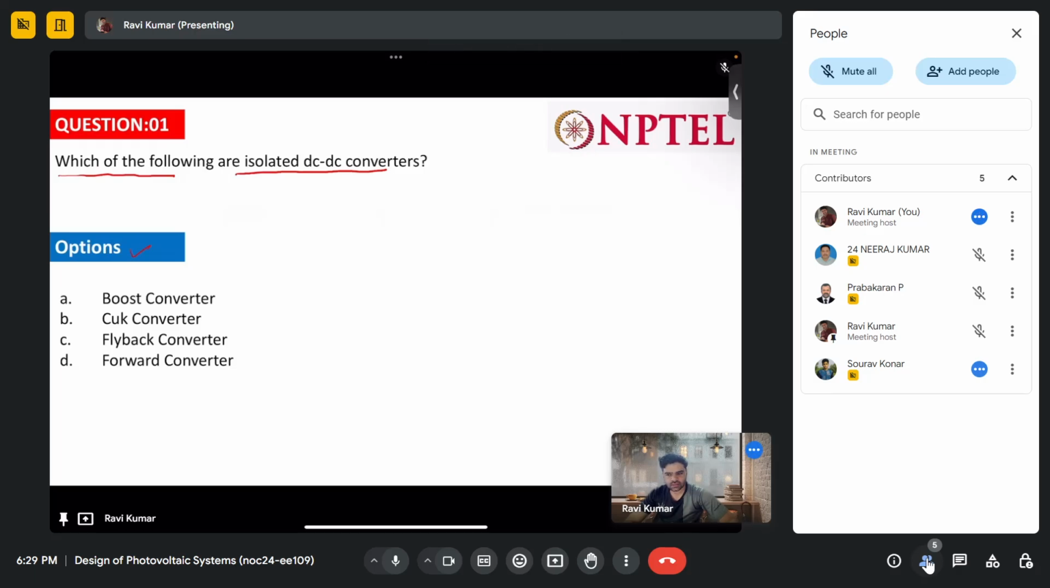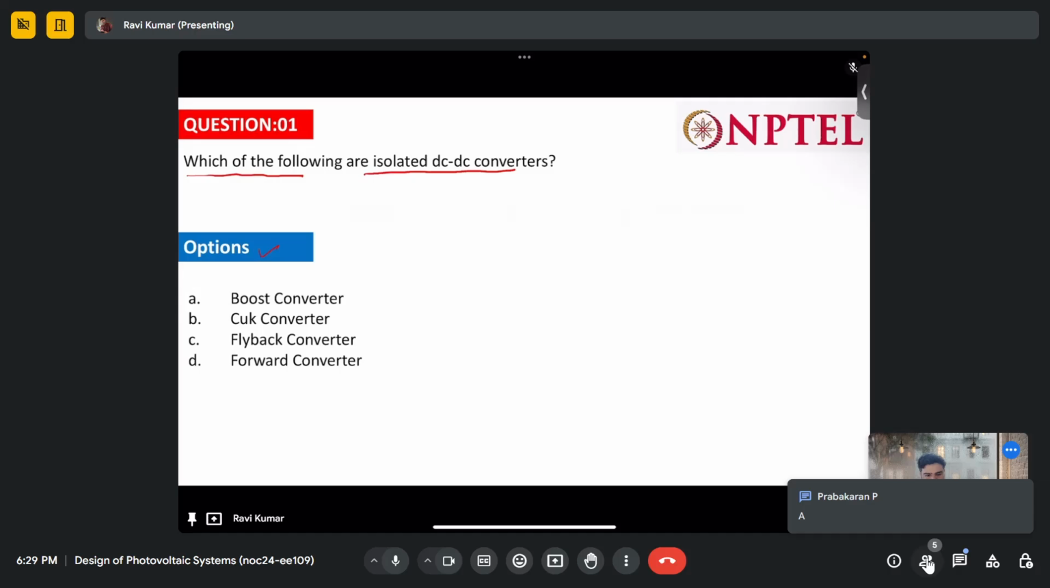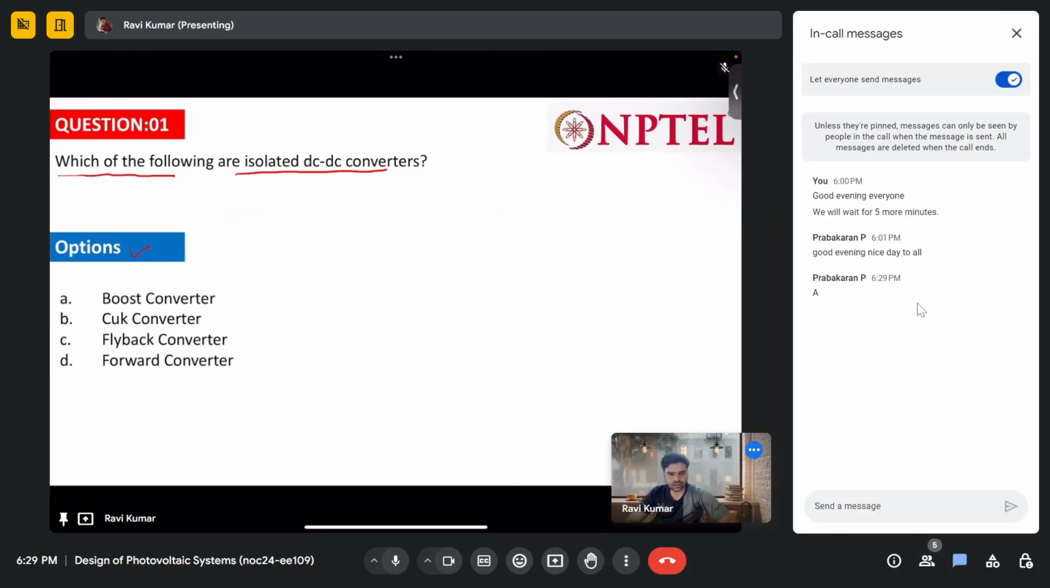Flyback converter, yes. Prabhakaran said boost converter, okay. Now forward and flyback. Forward and flyback. Yes, Prabhakaran, it is saying isolated. Like boost converter is not isolated. That is a non-isolated DC-DC converter. So yes, we have this flyback and forward converter. Those are the isolated DC-DC converters.